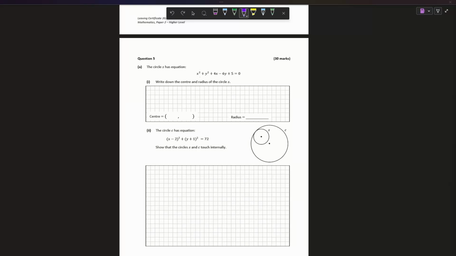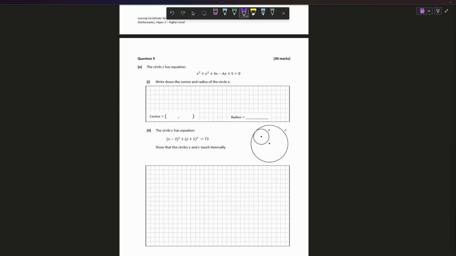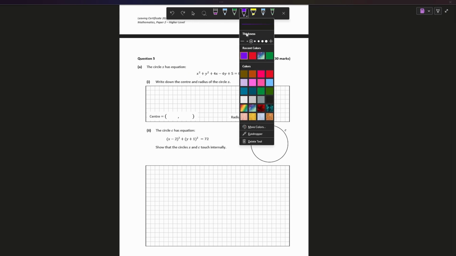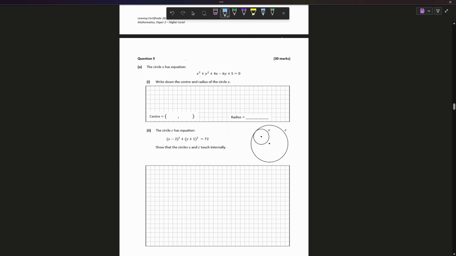Here's how you can get an extra 30 marks for free in your higher level Leaving Cert Maths Paper 2 just by doing the circle question correctly. A lot of people don't like this one, but what a lot of people don't know is that it's mostly just log tables and then just a little bit of understanding. So let's go into this.